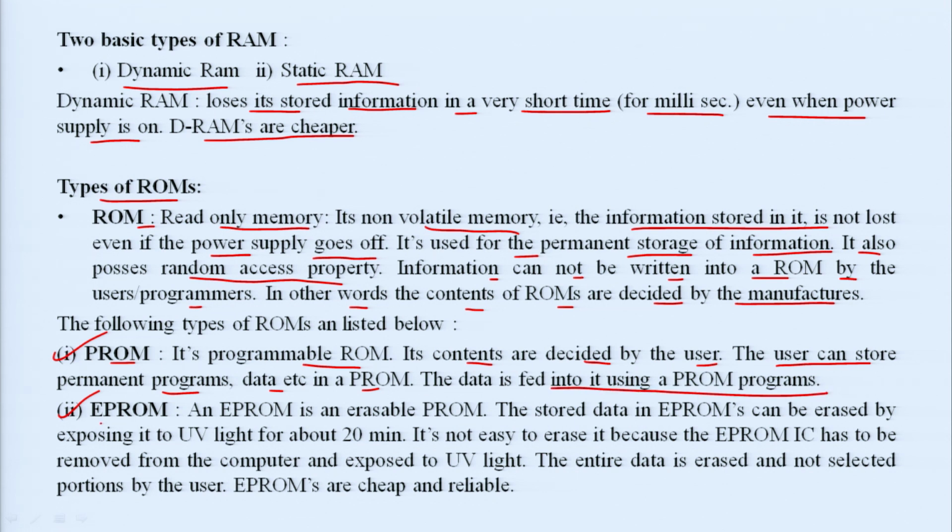Then next, what are EPROMs? An EPROM is an erasable PROM. The stored data in EPROMs can be erased by exposing it to UV light for about 20 minutes. It is not easy to erase because the EPROM IC has to be removed from the computer and then exposed to the UV light. The entire data is erased, and not selected portions by the user. EPROMs are cheap and reliable.